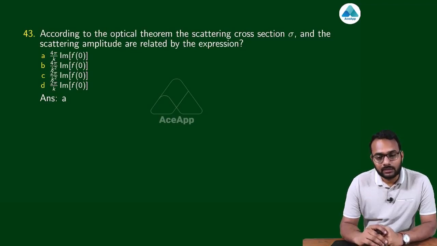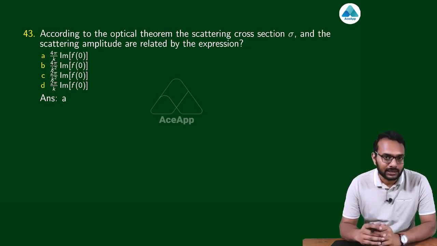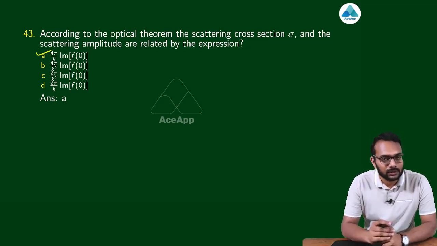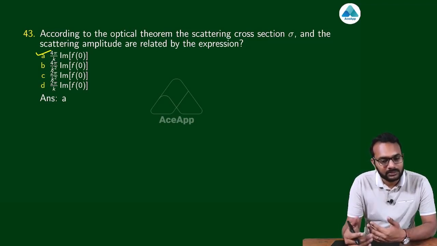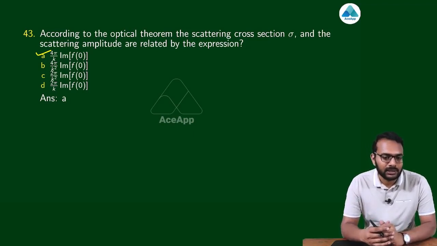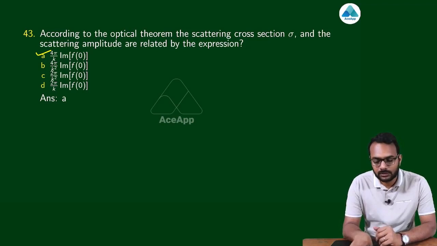According to the optical theorem, the scattering cross section sigma and the scattering amplitude are related by an expression, which you have to remember. The answer is sigma equals 4 pi by k times the imaginary part of f of 0. It takes a few steps to derive, but we have included this in the notes and these are important relations. Here f of 0 is the forward scattering amplitude, the scattering amplitude corresponding to theta equal to 0.